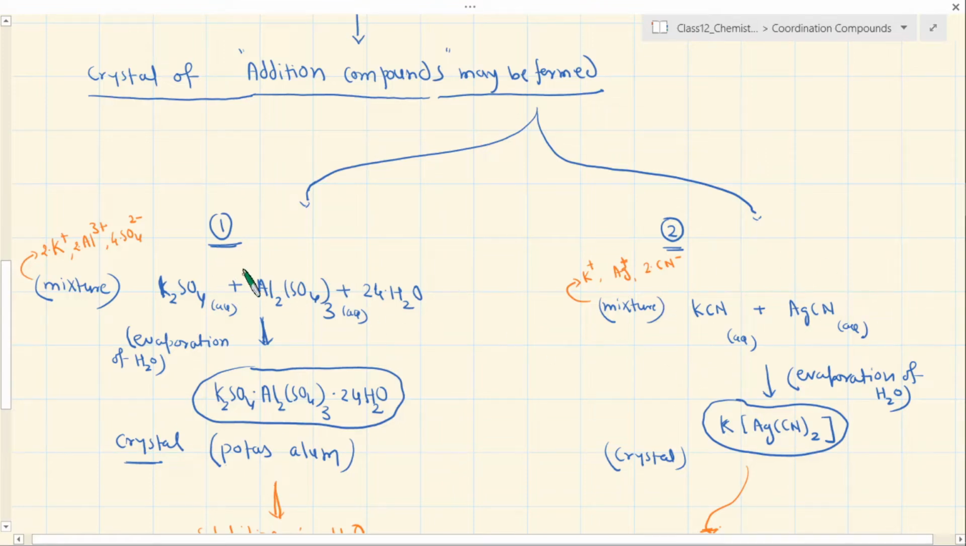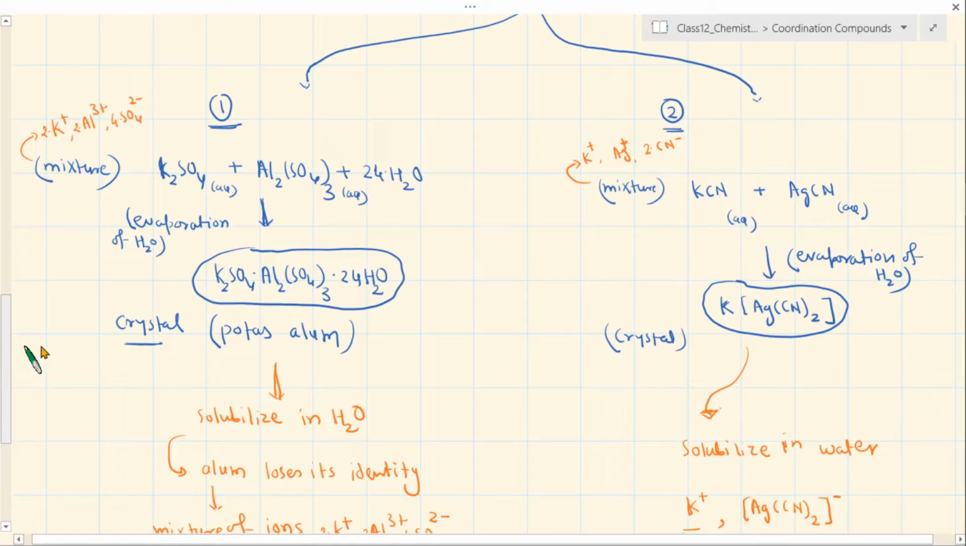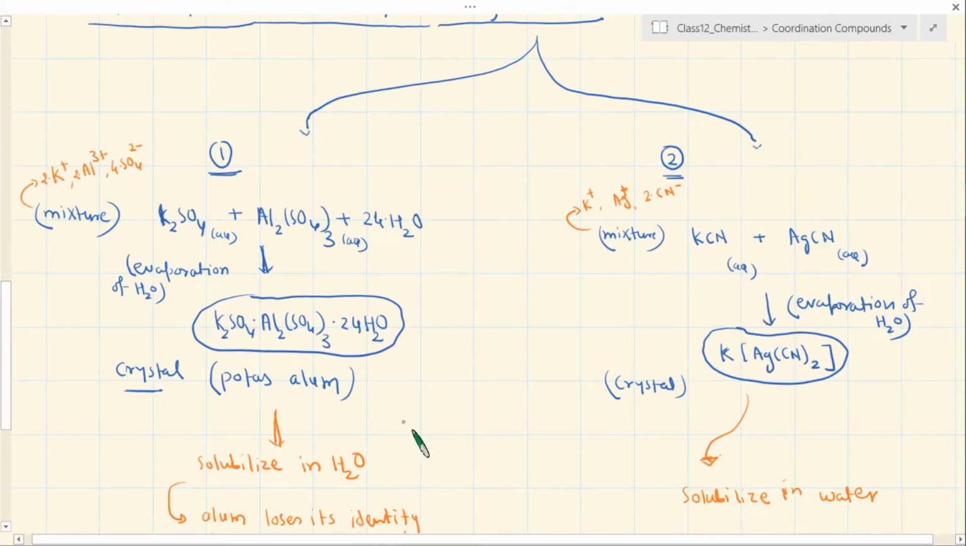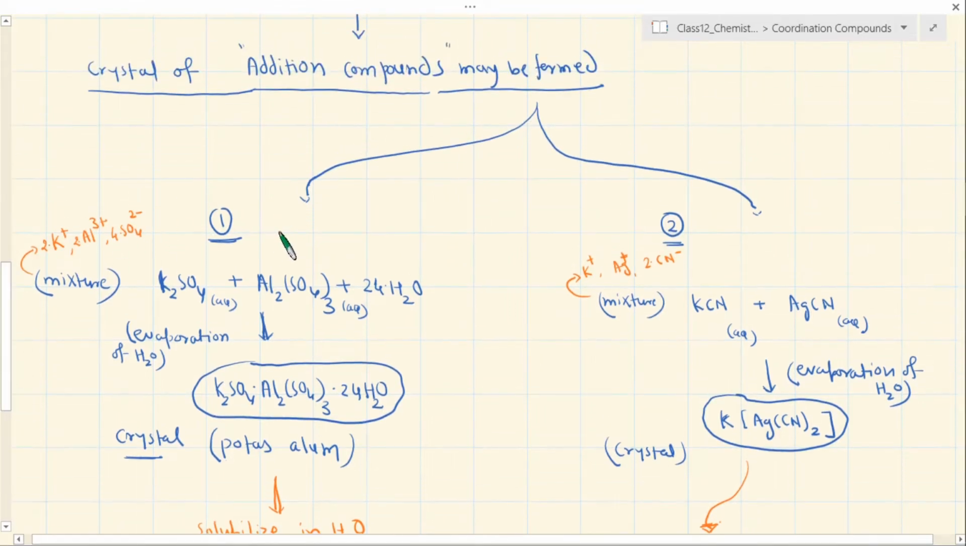Now let me name these kinds of different substances which are formed here as addition compounds. The compounds which are formed here, which can give you again back the original composition of the mixture, are called double salts.